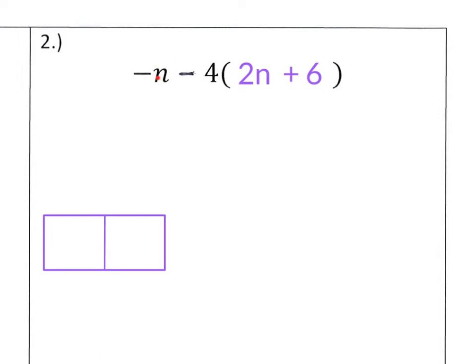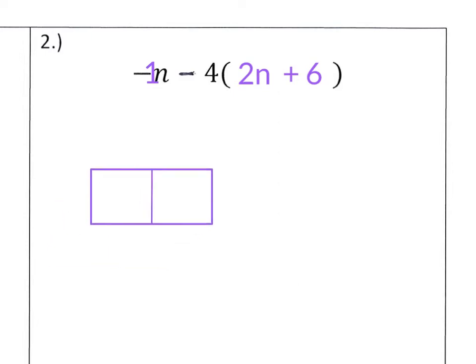Okay, so now I have a negative 9. My problem is negative 9 minus 4, and then that negative 4 is being multiplied by the 2n plus 6. So the first thing I'm going to do is try to sneak a 1 in there. I know it's a little tight, but I'm going to try to sneak a 1 in next to that n to remind me that it's not just negative n, that means it's a negative 1n.